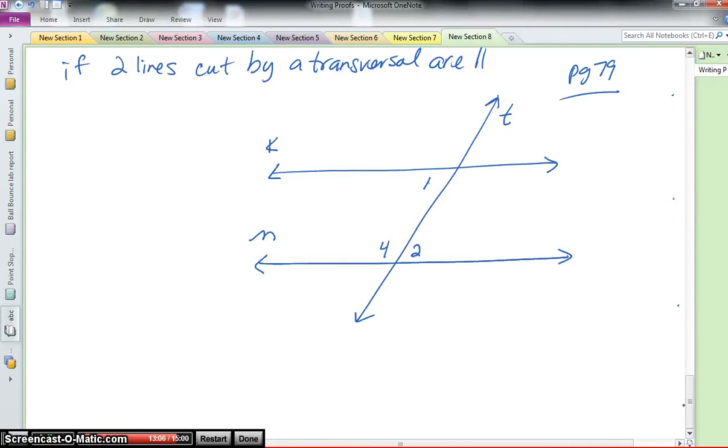So take inventory of what you've got there. I haven't marked my lines parallel, have I? It's given that K is parallel to N. And it's given that T cuts K and N. And we're asked to prove that angle 1 is supplementary to angle 4.